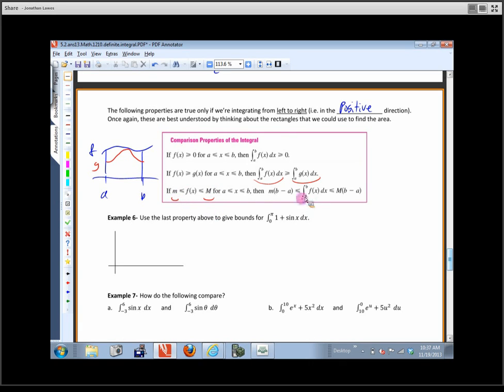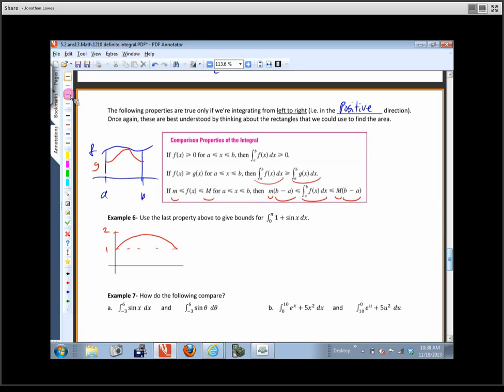Then that means we can sandwich the definite integral, the actual answer for the signed area, in between the minimum times the width of the interval and the maximum times the width of the interval. So if you think about a function like 1 plus the sine of x on that interval, it would look like this. Here's our center line right there. This is 1. It goes all the way up to 2.